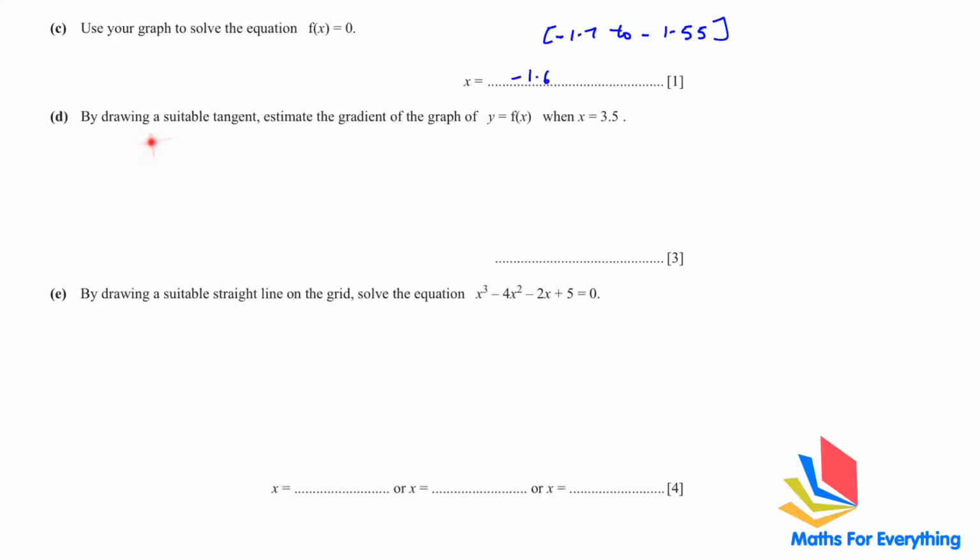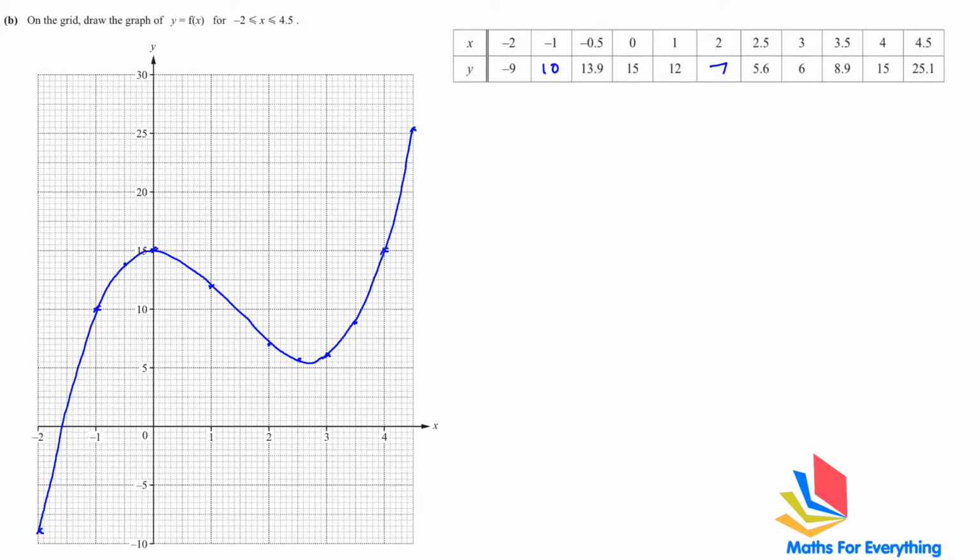Next, by drawing a suitable tangent, estimate the gradient of the graph of y is equal to f of x when x is equal to 3.5. Tangent means it touches the graph at one place. And we want to find the tangent when x is equal to 3.5. 3.5 is here. So we are going to draw a tangent here. So the tangent is drawn. And now we have to find the gradient.